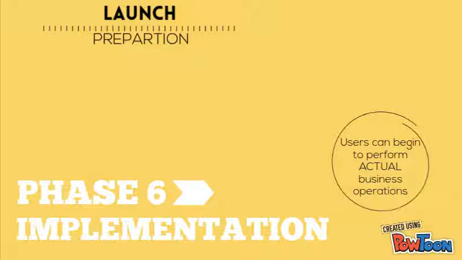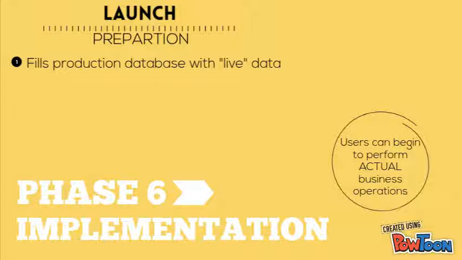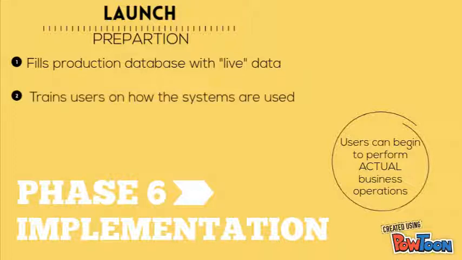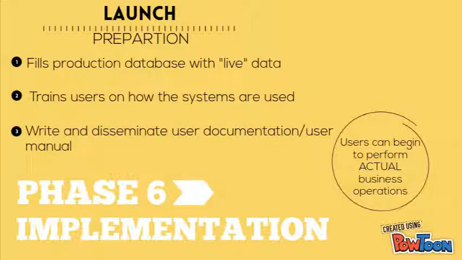The sixth phase is implementation, where users begin to operate after a launch preparation has been conducted. This is where databases are filled with live data, users are being trained on how to use the system, and user documentation or user manuals are written and disseminated.